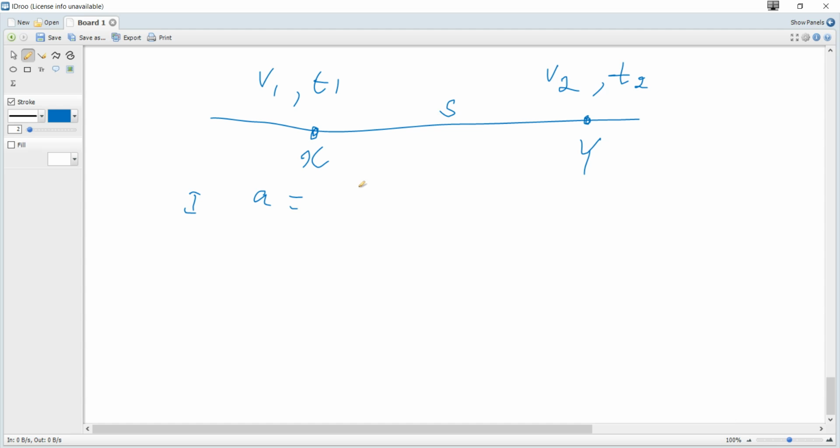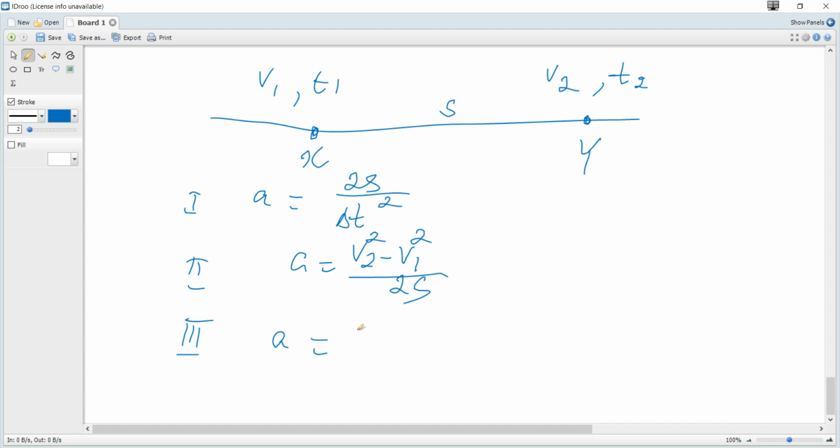So its acceleration is 2s over t2 minus t1, or delta t squared. The second a is v2 minus v1, and both are squared over 2s, and 3a is v2 minus v1 over t2 minus t1 or delta t, and 3 is correct because it's just the definition of acceleration, rate of change of velocity, change in velocity divided by change in time. And it's also directly a formula given in the data booklet.